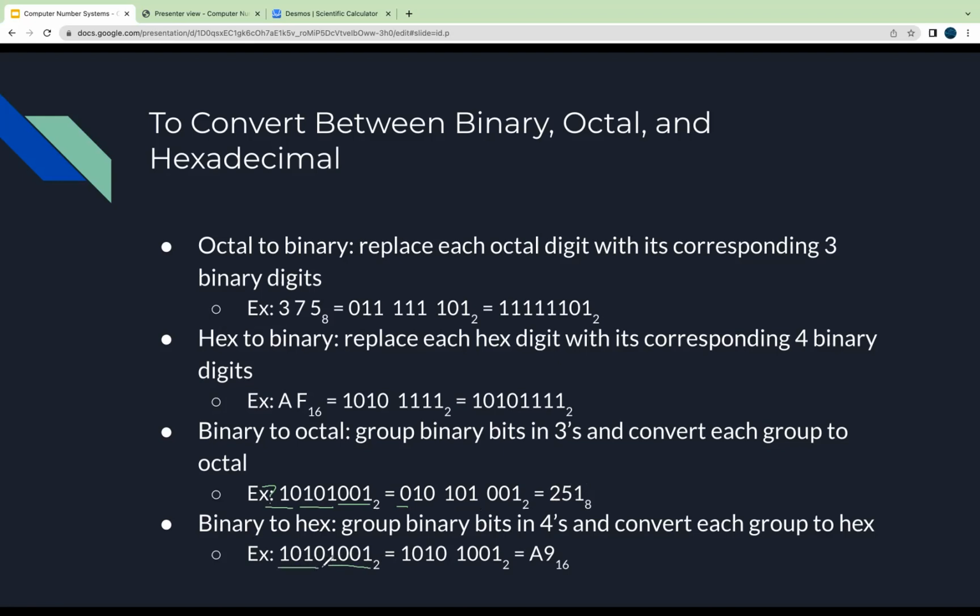And then from binary to hexadecimal, you group in 4s, so starting from the right side. Here we have a 4, here we have a 4. This is perfectly in 2 groups of 4, so we didn't really have to do much. We just have to convert both of these separately into hexadecimal.